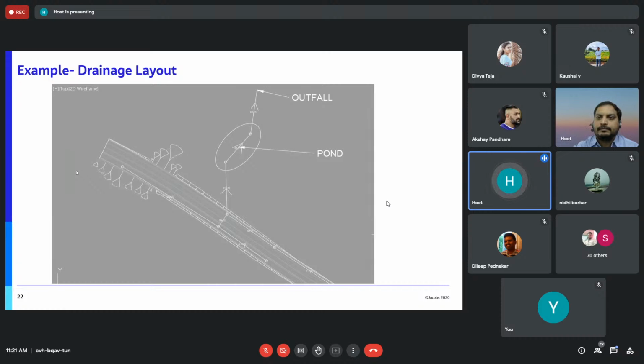So whatever water I'm collecting from the road, it is going into the pond first, and then whatever storage is happening in the pond, it is going to the outfall. So this is the simplest representation of how our drainage system is designed: a pipe, then a storage device, and then we have the outfall.